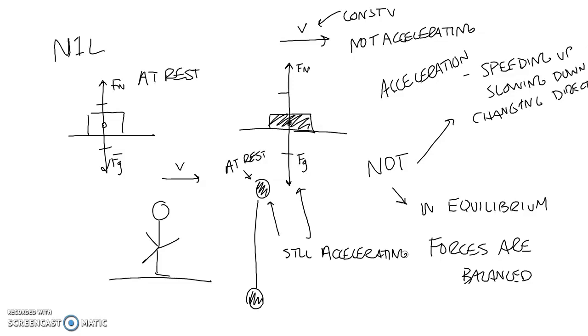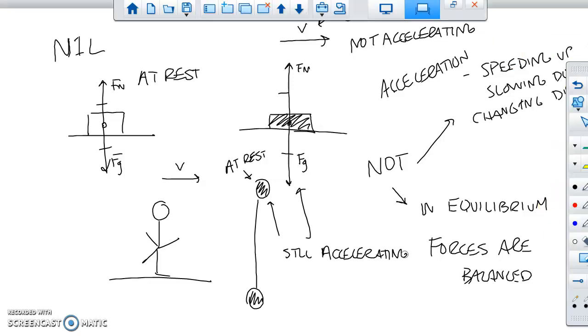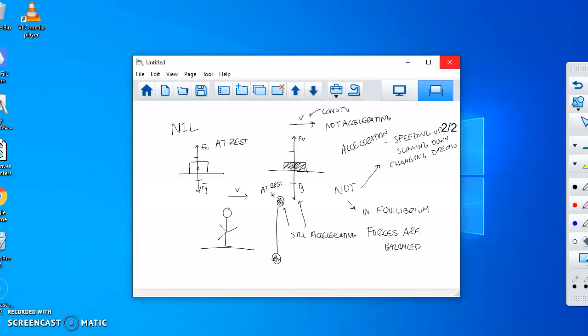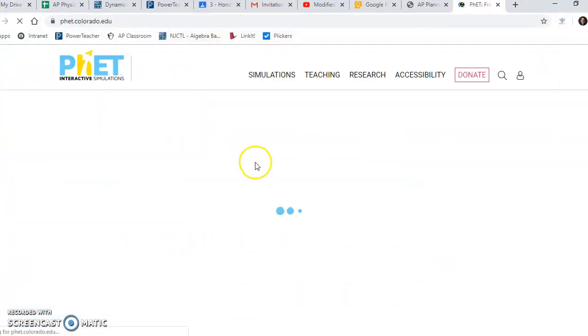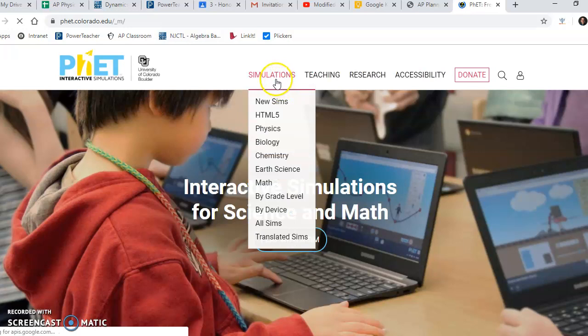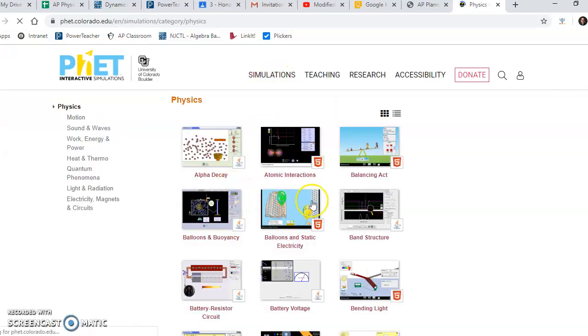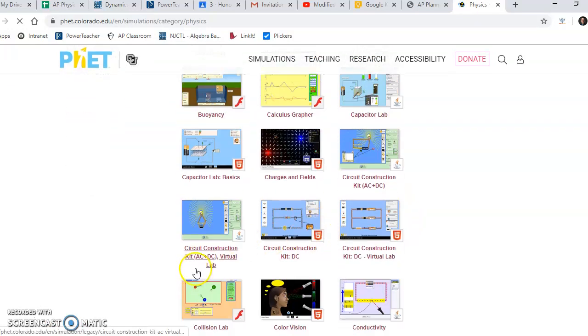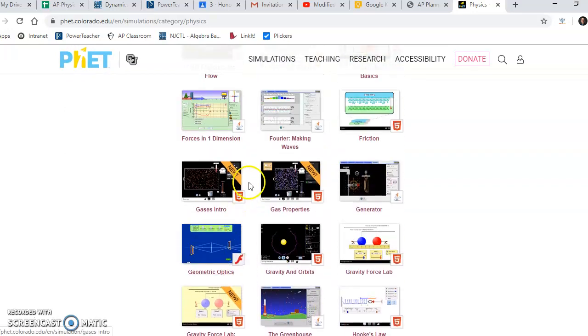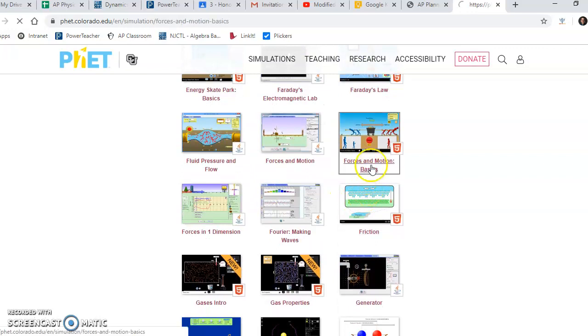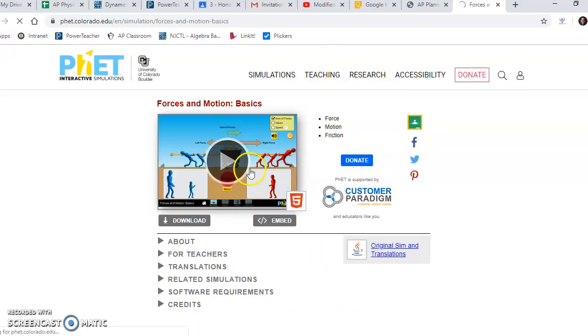An object in motion tends to stay in motion. An object at rest tends to stay at rest unless acted upon by an unbalanced force. And in fact, if I have a little bit of time, maybe I'll just make this just about Newton's first law. Let me show you real quick a simulation that really kind of hits home what they're talking about. If you go to forces in motion, there it is, forces in motion basics, and we play this.